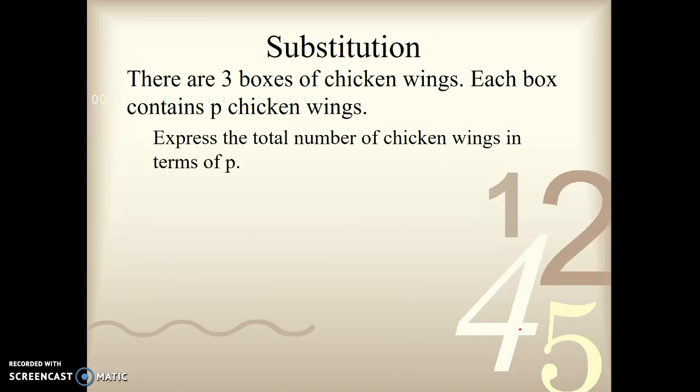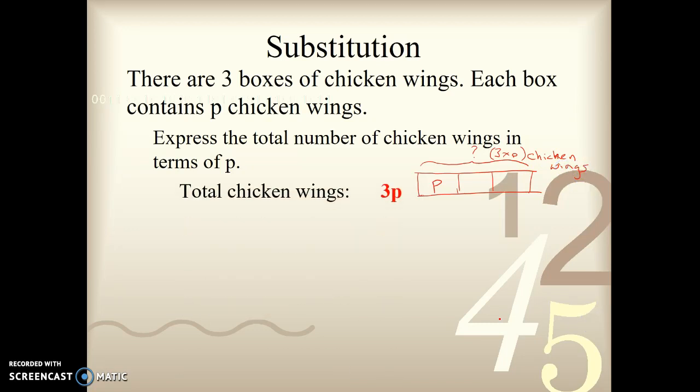All right, let's do this in another problem. So there are 3 boxes of chicken wings. Each box contains p wings. Express the total number of chicken wings in terms of p. Here are our 3 boxes of chicken wings, and there are p chicken wings in each. And we want to know a total. How are we going to write that algebraically? Well, we can write that 3 times p, but we're going to use our algebraic conventions and we're just going to write 3p.